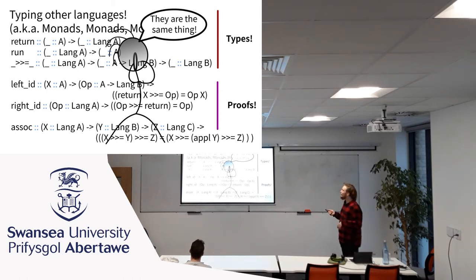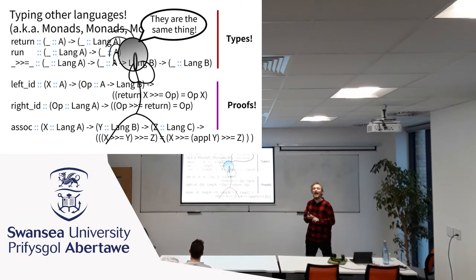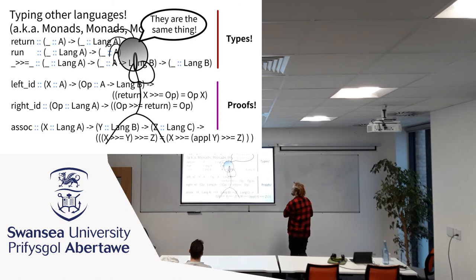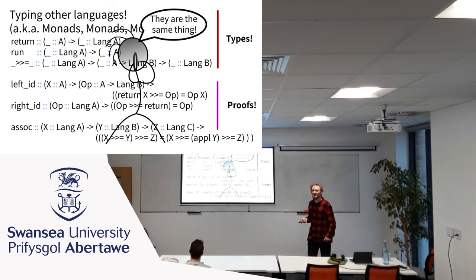Types and proofs are essentially the same thing, or at least they're isomorphic as a notion. This is why, for example, Agda, this looks pretty similar to Agda already, is a programming language and a proof assistant at the same time. Okay, questions to this one? You look a bit dazzled. Let's wait for a few minutes and the questions will come.